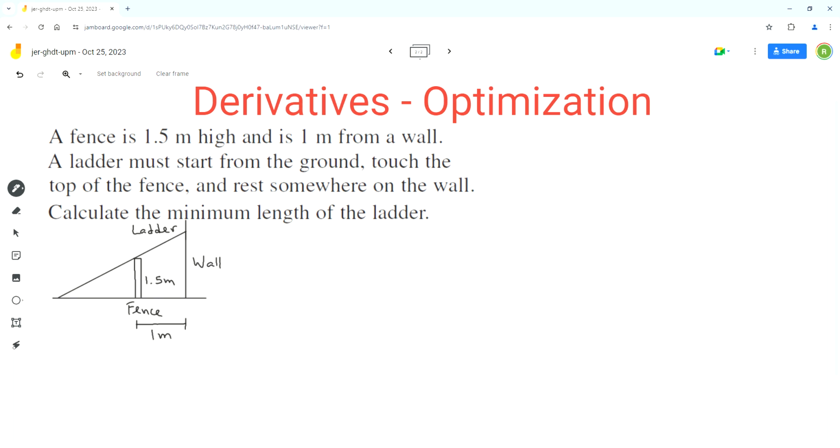Now let's assume the ladder makes an angle theta with the ground. If we draw a horizontal line from the top of the fence to the wall, this angle here is also equal to theta. The ground line and this horizontal line between the fence and the wall are parallel to each other because both lines are horizontal. So as a result, the two angles theta are equal to each other because they are corresponding angles. This is a very important concept we need to understand and memorize.